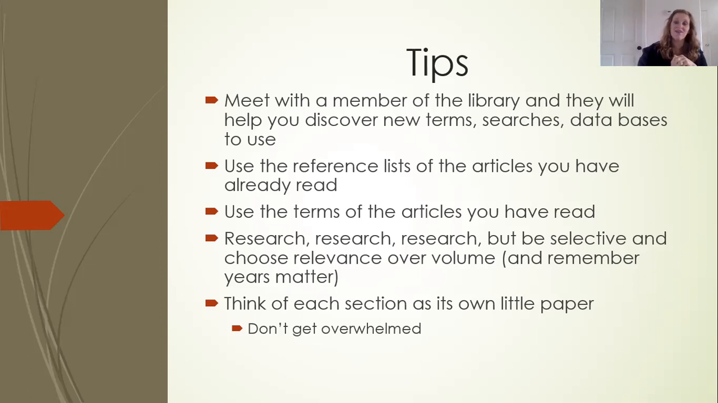Use the terms of the articles that you have read. So if you find something, look at the keywords at the top of the article or look at the words within the article and search those. There can be more than one way to say something. For example, I researched gray divorce and I learned that it is called late life divorce, it's called gray divorce, it's called silver splitters, it's called many different things. And it gave me an idea as to more terms that I could search, because some articles may have referred to it by a different name than what others did.